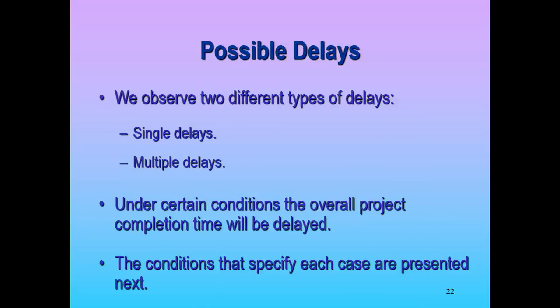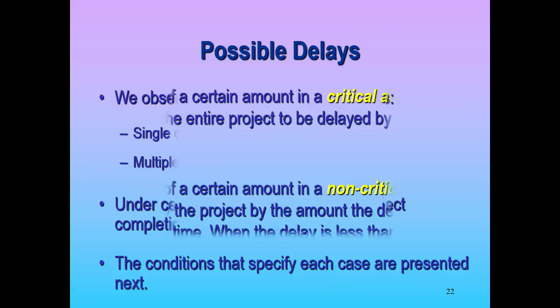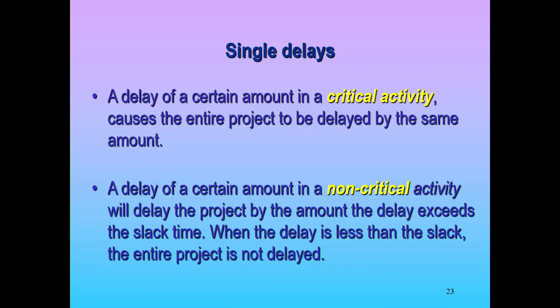So how we use this, okay? We observe different types of delays, or things we slow down: single delays or multiple delays. A delay of a certain amount in a critical activity causes the entire project to be delayed by that same amount. So if we delay activity A 5 days, the whole project's going to be delayed 5 days. It's a critical path activity. Whatever we delay, it adds right on.